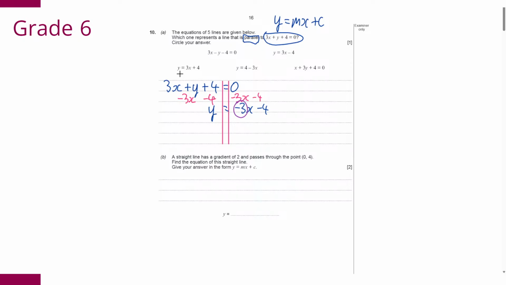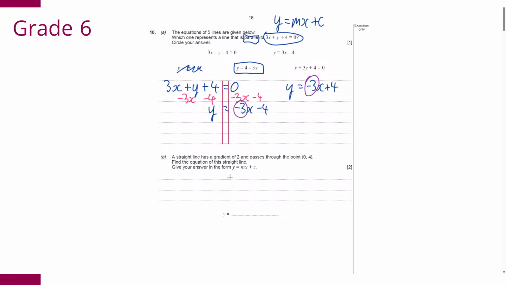Now, we can cross off the y equals 3x plus 4, which is that one, because it's positive. Obviously, it's not going to work. But I can spot one straight away that is exactly the same. Is it exactly the same? No, it's not. Okay. This one here is y equals 4 minus 3x. You can rewrite that as y equals minus 3x plus 4. Now, what do we notice? It's got the same gradient, right? Sweet. So that's the answer.